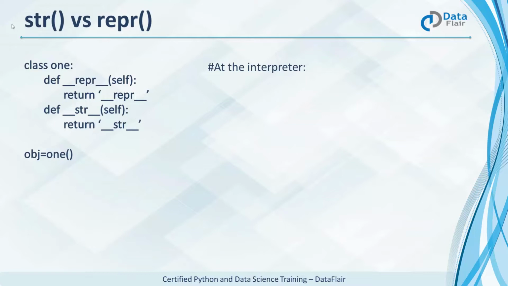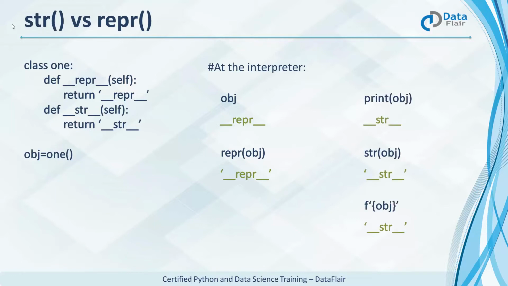Now let's see what happens at the interpreter. obj and repr of obj make calls to the Repr method, and print of obj, str of obj, and the string for obj call up the str method.